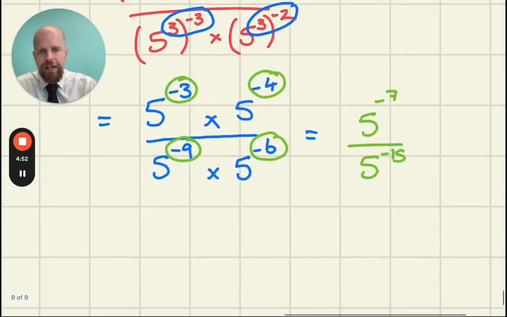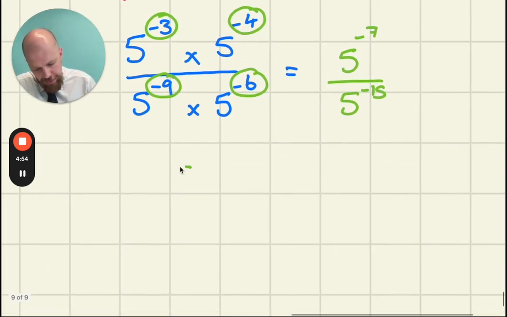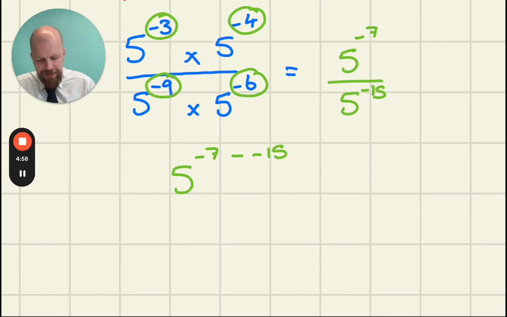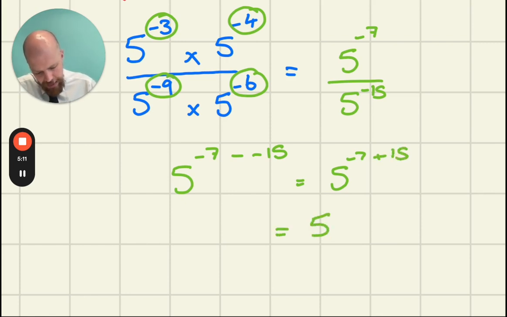Now finally we're going to do this division. So we're going to do 5 to the minus 7 take away minus 15. Don't forget when you're dividing you subtract the powers. We just have to be really careful with these minus signs. This is 5 to the minus 7 plus 15 because 2 negatives make a positive. And therefore the answer is 5 to the power 8.